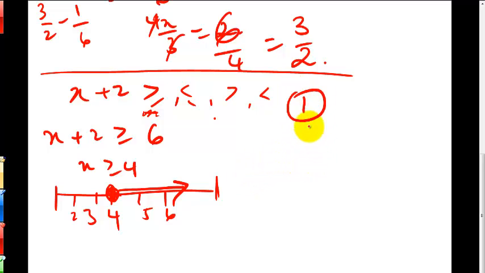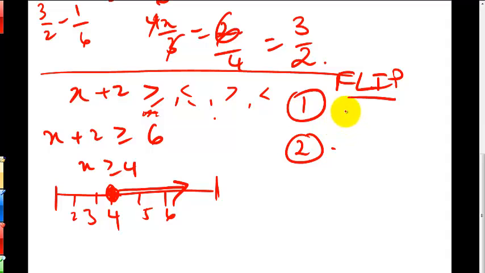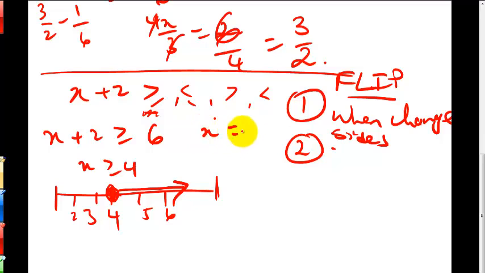Okay, but there are 2 conditions that you must take into account. This is in regards to when you should flip. So you flip when changing sides. Before, I could have written x equals 2 and 2 equals x because it's the same thing. But now, if x is greater than 3, it does not mean 3 is greater than x. Okay, and it makes sense.